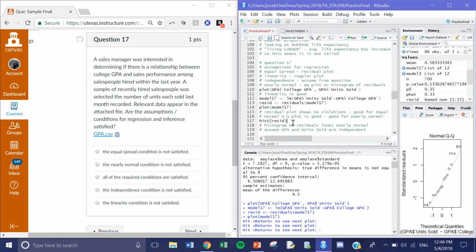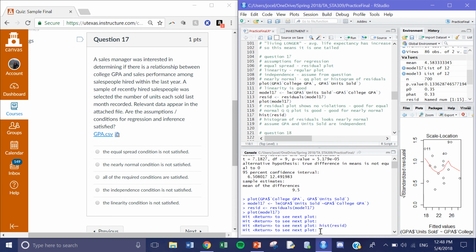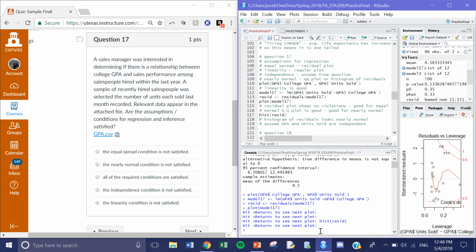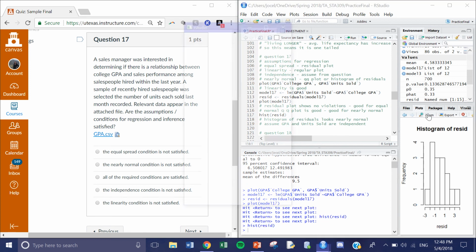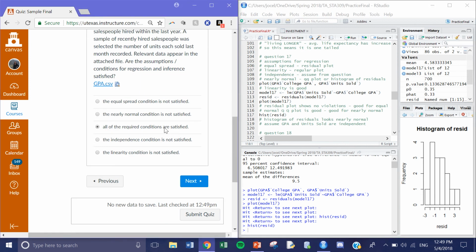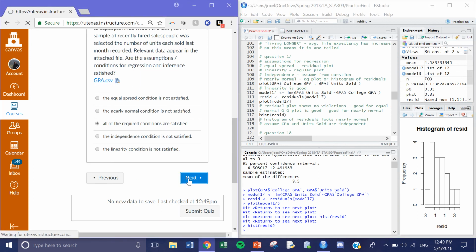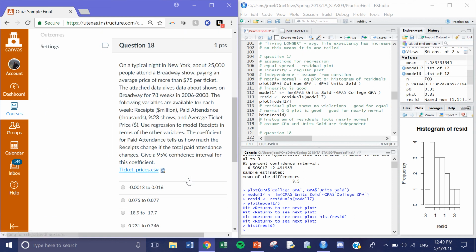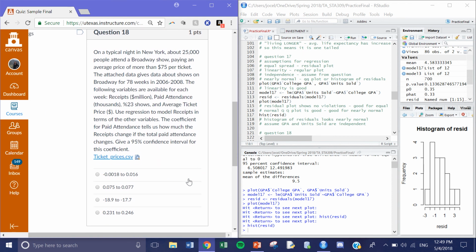Alternatively, you could use the histogram of the residuals instead of that normal QQ plot. And excuse me, you have to get through all of those plots. Now let's rerun histogram of residuals. And this looks nearly normal. So all of our conditions are satisfied, and we are also assuming that college GPA and sales performance are independent. So all of the required conditions are satisfied. Your college GPA usually doesn't affect your sales as a salesperson.